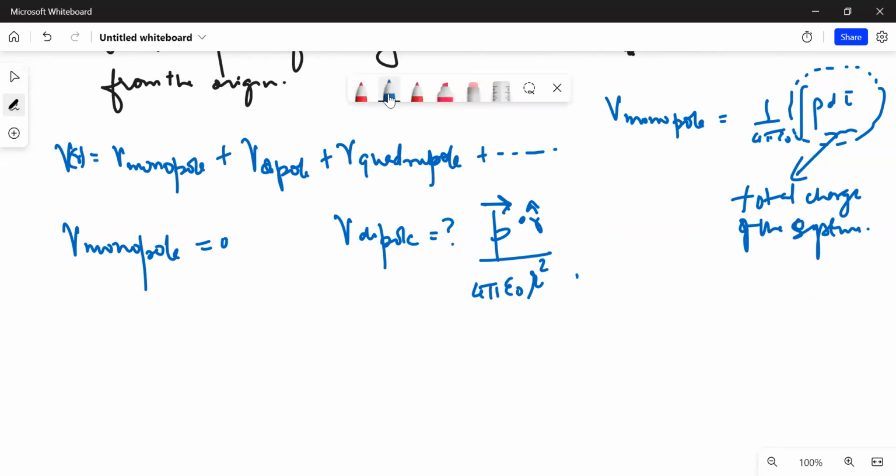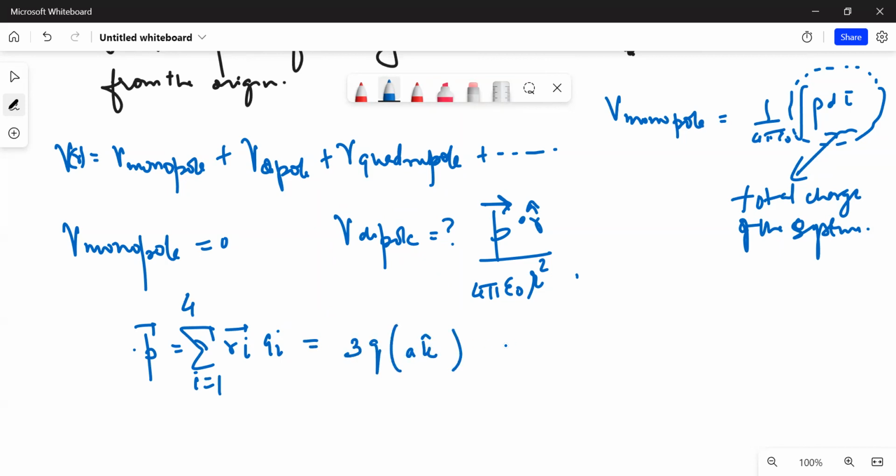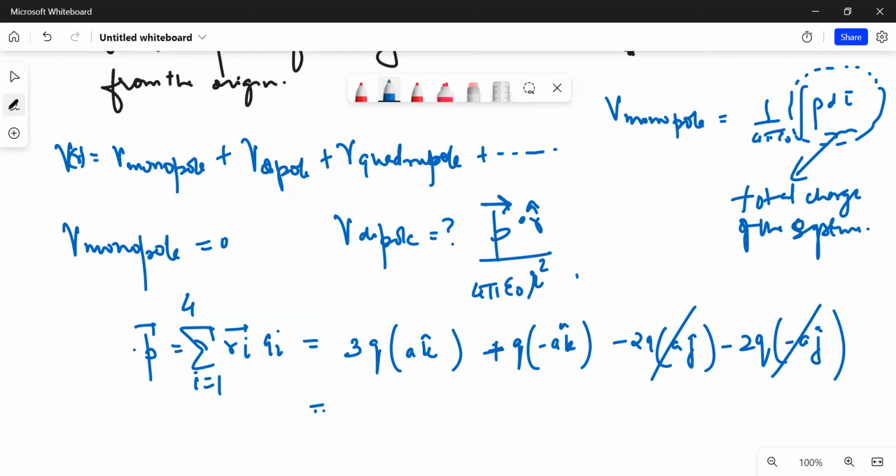So 3q was along 0, 0, a. The p vector can be written as the summation of r_i vector times q_i, where r_i is the position vector of the charge q_i, and i goes from 1 to 4. There are 4 charges. 3q is placed at a k cap, then q is placed at minus a k cap, and then there are 2 charges, minus 2q at a j cap and minus 2q at minus a j cap. Overall, the j terms cancel, and this will give you 2aq k cap. So your p vector comes out to be 2aq k cap.